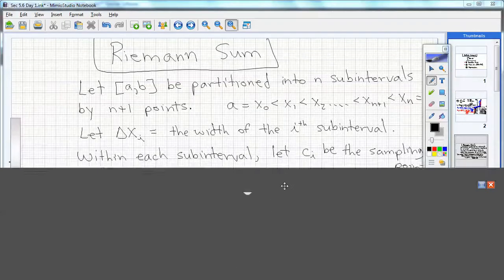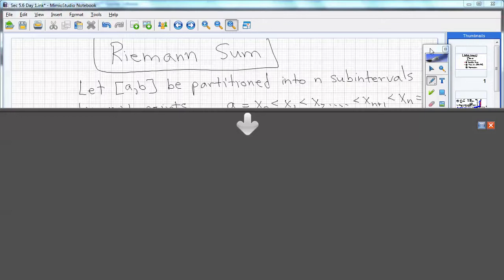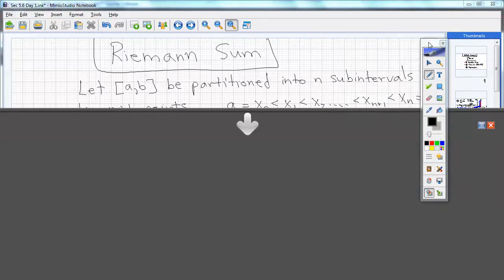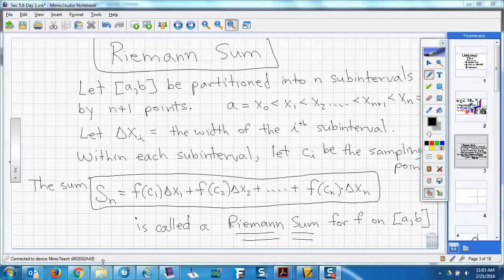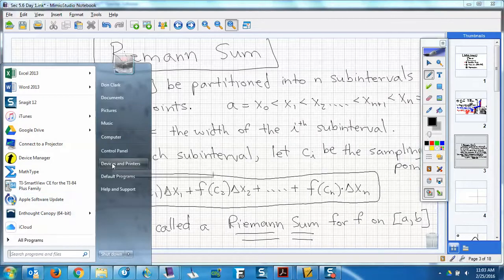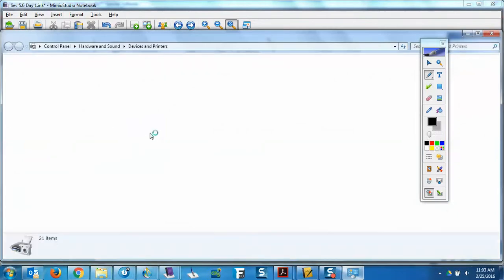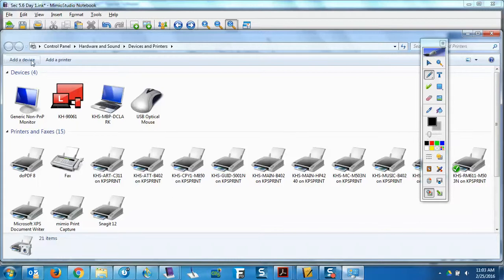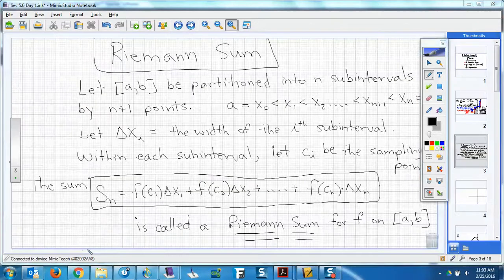Uh-oh, I just noticed my computer is missing some stuff at the edge here. Okay, time out.